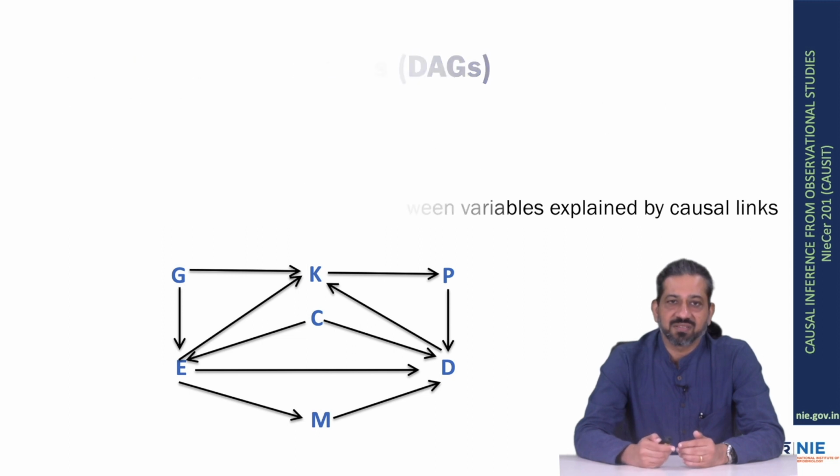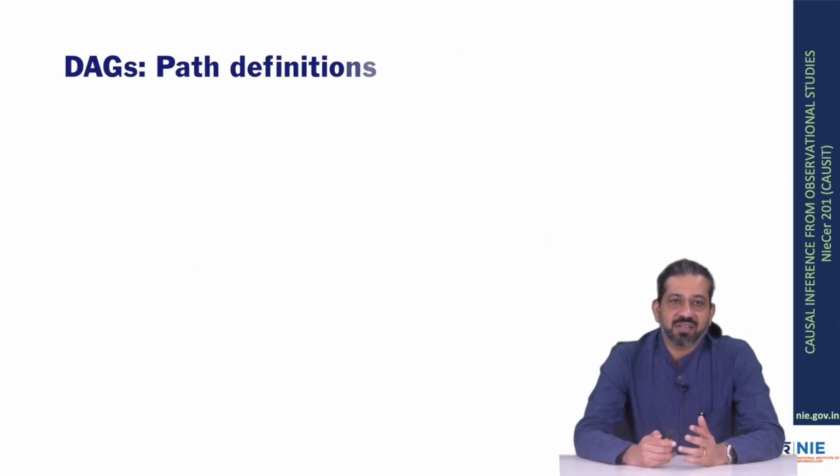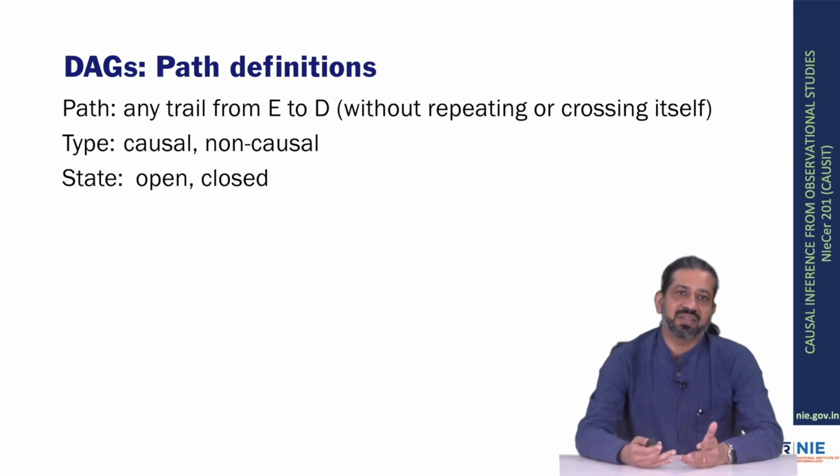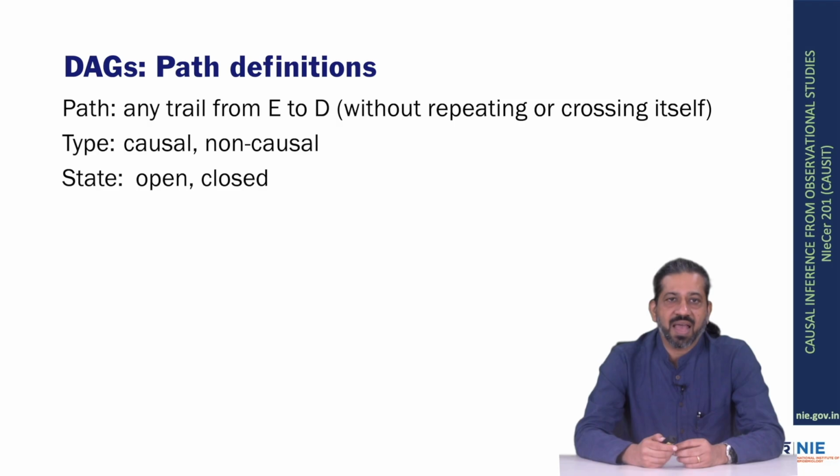So let us now look at how we define the different kinds of paths that we find in a DAG. Remember that a path is any trail that goes from the exposure to the outcome along the arrows. These paths can be of two types. They can be causal paths or non-causal paths, and both causal as well as non-causal paths can be either in a state of being open or closed.